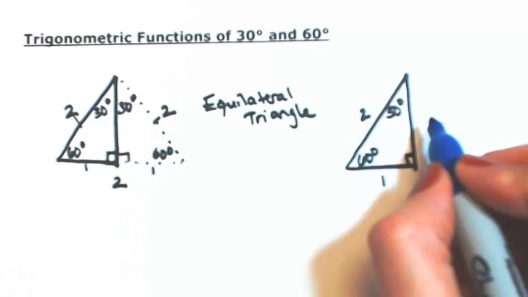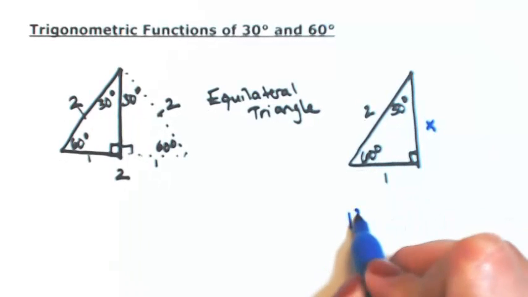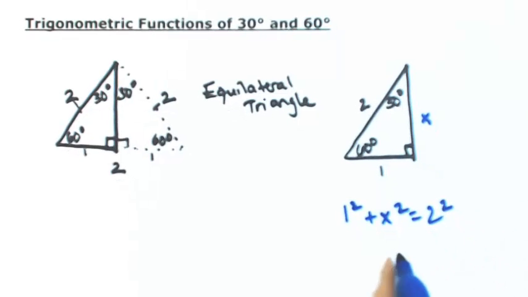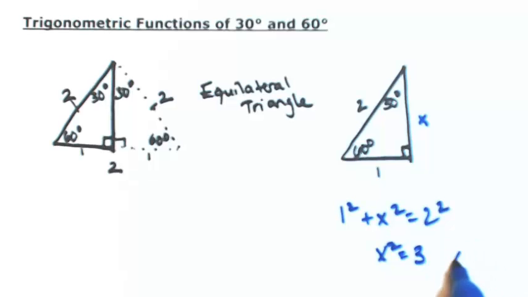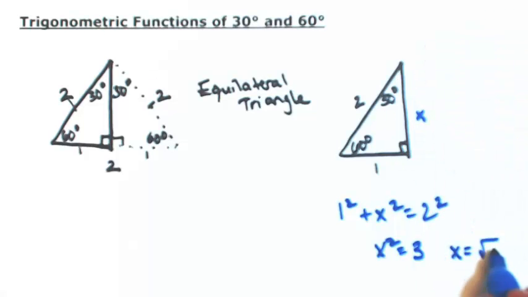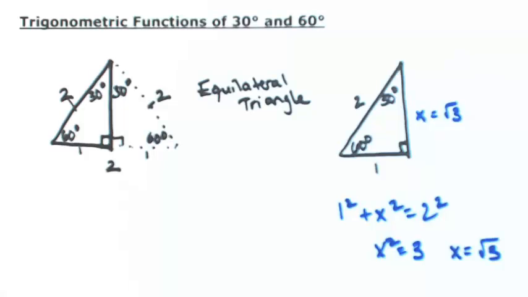So if I want to find this missing side, I'll just call it x for now. So then using the Pythagorean theorem, 1 squared plus x squared is 2 squared. So x squared is 4 minus 1, or 3. So then x is technically plus or minus, but since we have acute angles, this is first quadrant, so it's positive. So now we have our right triangle.